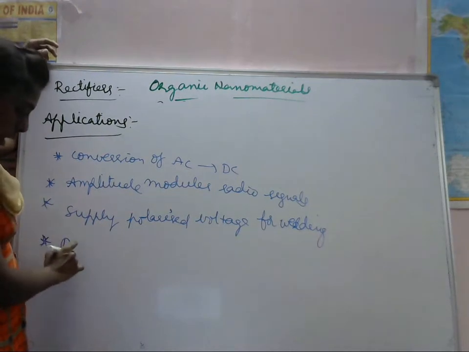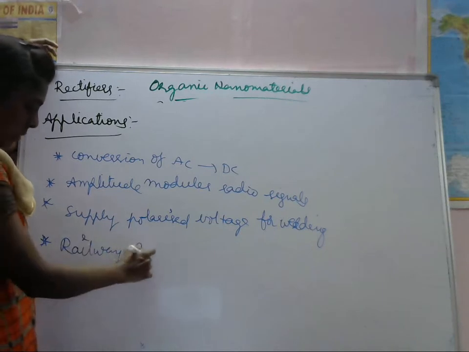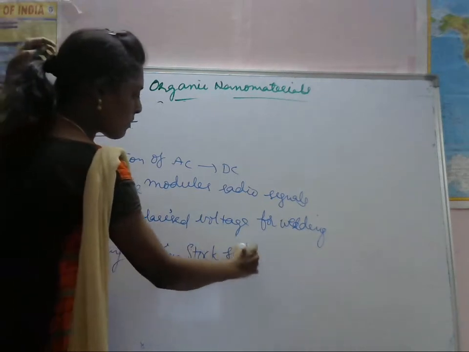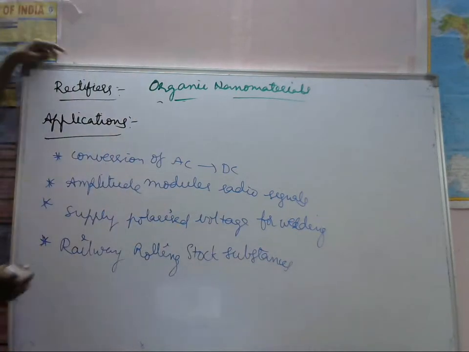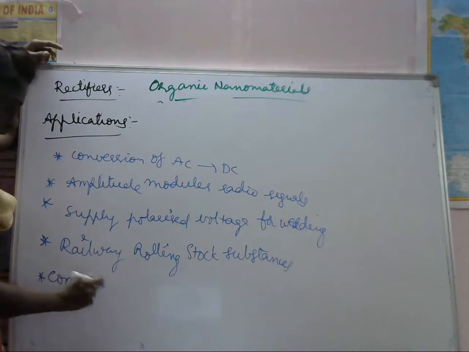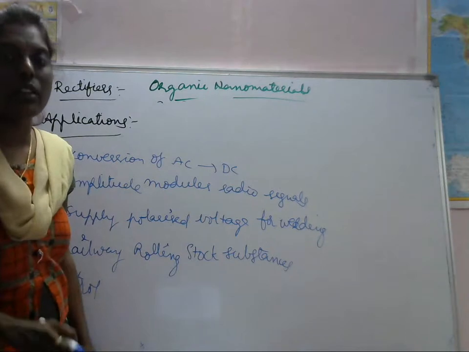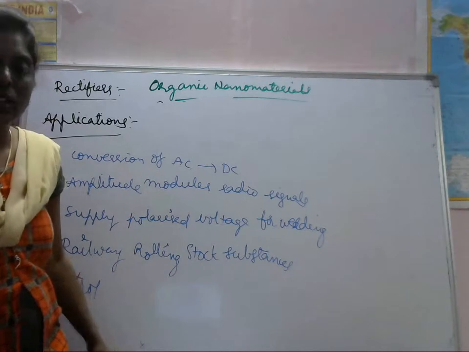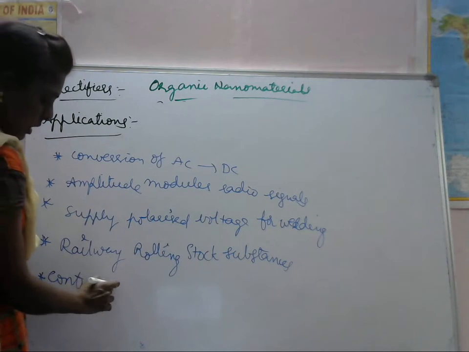And railway rolling stock substations. These are used in railway rolling stock substations. And one more application is there: control of friction. Friction will be generated, sound, some disturbance will be generated. So for reducing friction, rectifiers are used. So we have to control the friction.